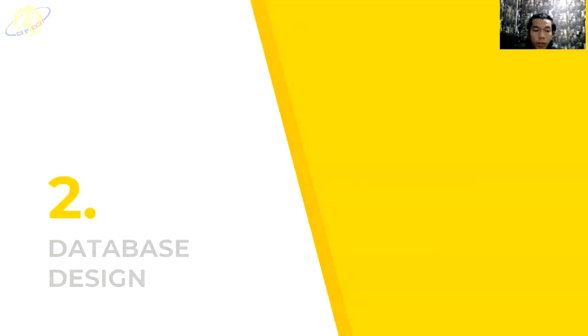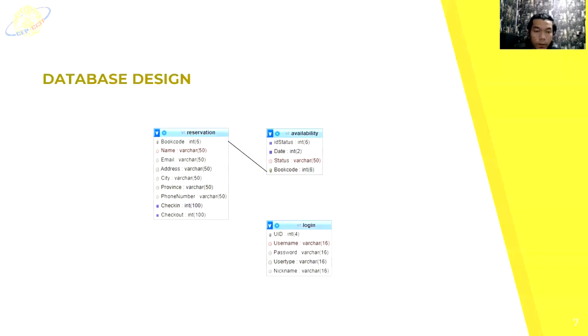Chapter 2, database design. This is how our database design looks. There are 3 tables here: a reservation table, an availability table, and a login table. Each table has its own attributes. For example, the reservation table has a book code attribute as an integer, name as a varchar, email as a varchar2, and so on.